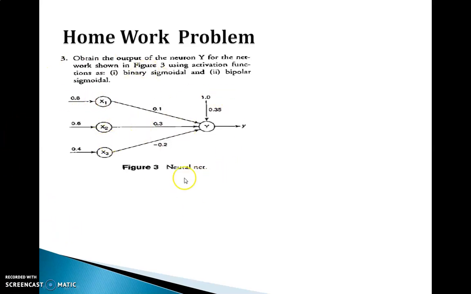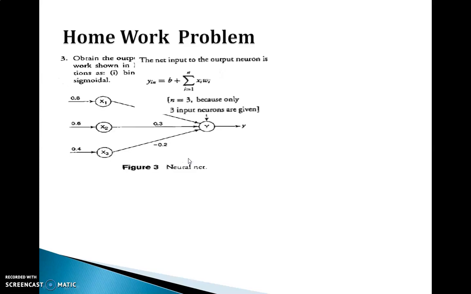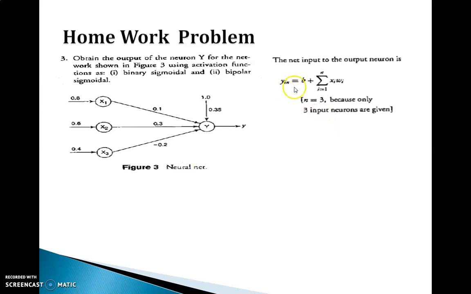For this picture, we have to calculate the net input and apply the binary sigmoidal and bipolar sigmoidal activation functions, and predict the result. Now we check how to calculate the net input. Yin equals bias plus summation of i from 1 to n of xi into wi. Here n is 3. We have an input 0.8 with the weight of 0.1. We have to multiply these two values, then 0.6 into 0.3 plus 0.4 into minus 0.2, and add the bias value 0.35.